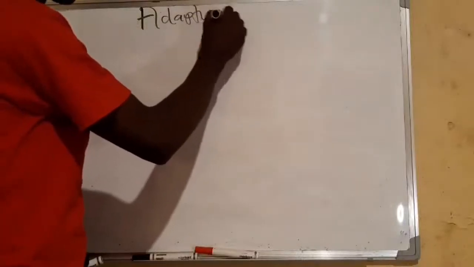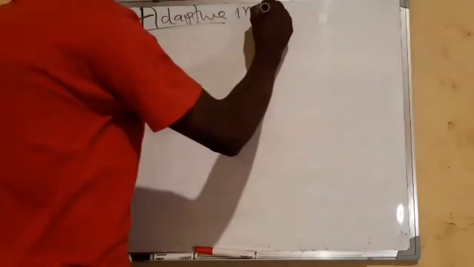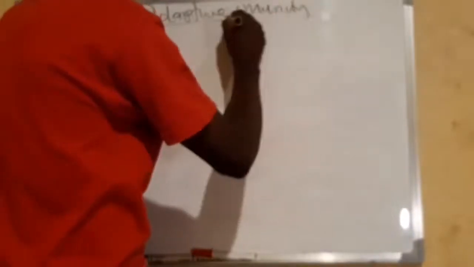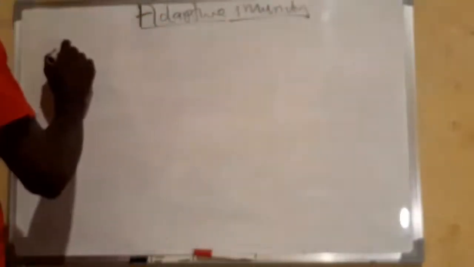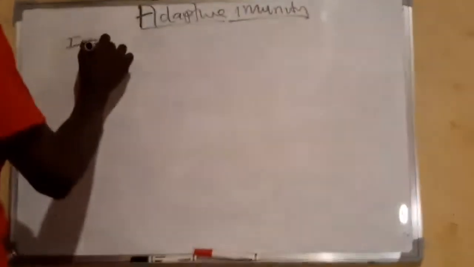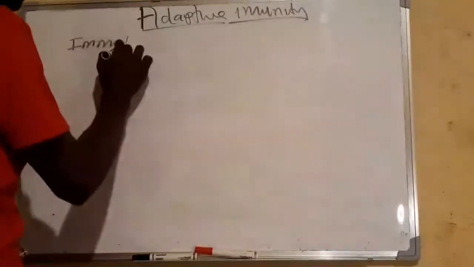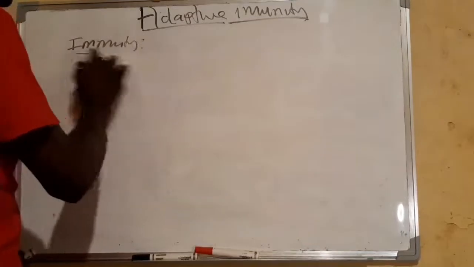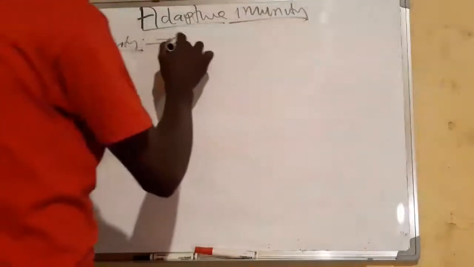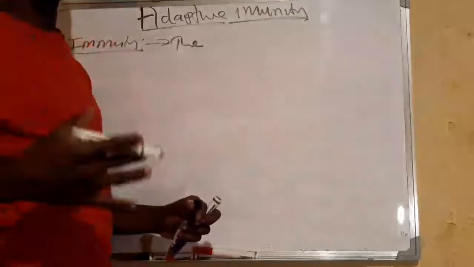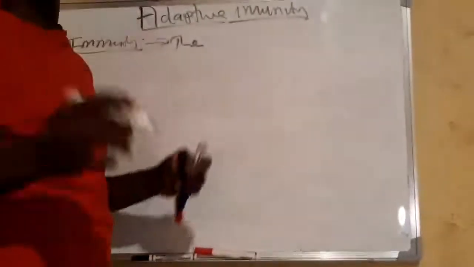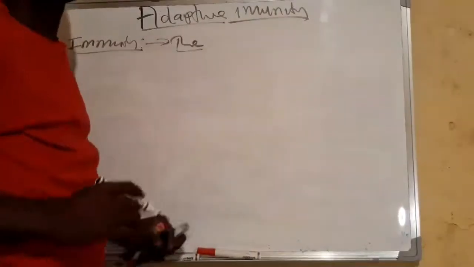Adaptive immunity. Okay, we know immunity, okay, this is just the body response in order to fight the pathogen that enters the body.